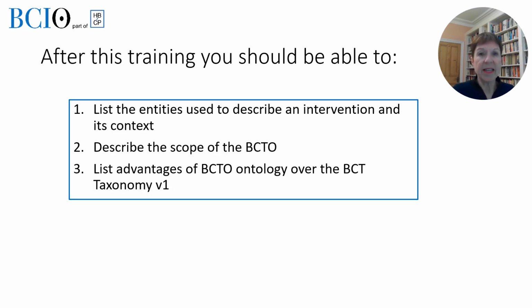So after this training, you should be able to list the entities used to describe an intervention and its context, describe the scope of the BCTO, and list advantages of the BCTO over the BCT taxonomy V1.